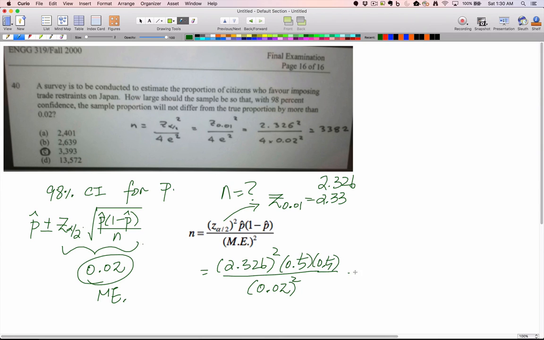And you're going to see that if you compute this guy, because 0.5 times 0.5 is half times a half, algebraically, it ends up being 2.326 squared all over 0.02 squared times a quarter. If you look at the answer here, you see the 4 there in the bottom. That's algebraically the same thing as this guy. And you'll see that that's going to be equal to 3,382.